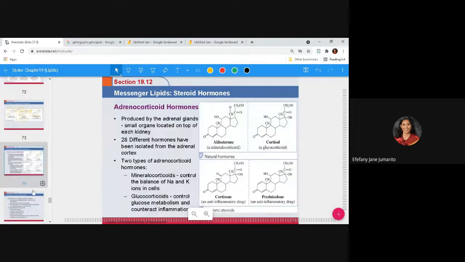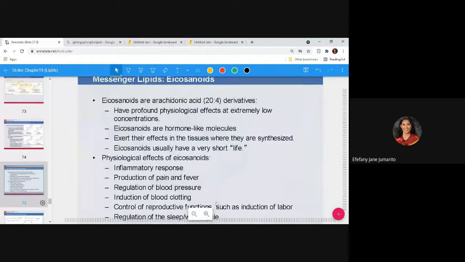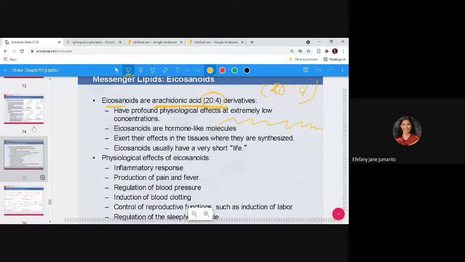So let's go. Then we have this one, eicosanoids are arachidonic acid derivatives. When we say arachidonic acid, it's 20:4. So how many double bonds? 4. Okay, look, 20 carbons, 1, 2, 3. Eicosanoids have profound physiological effects at low concentrations.